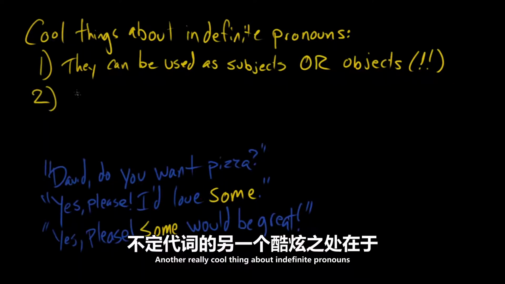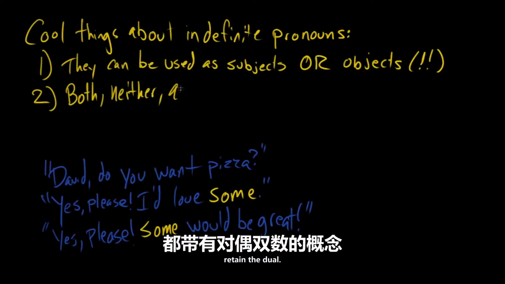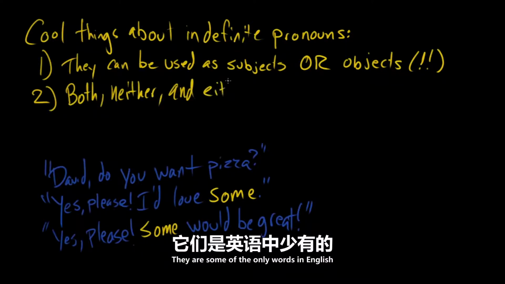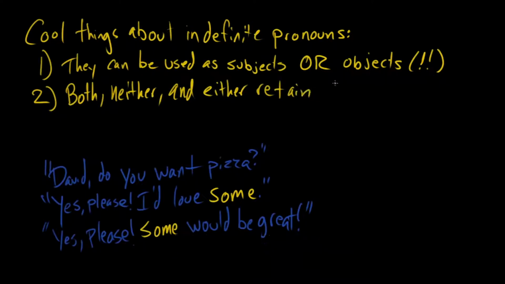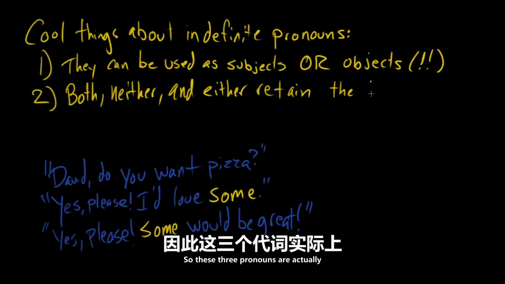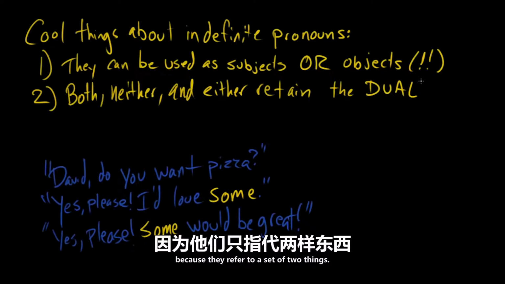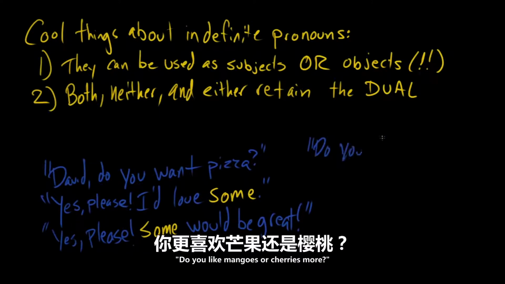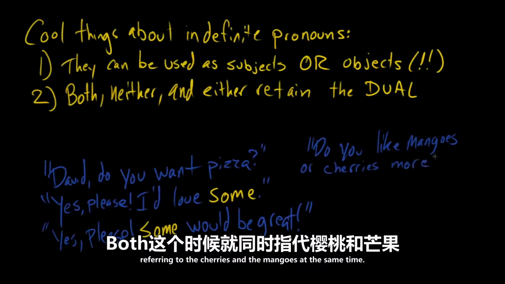Another really cool thing about indefinite pronouns is that the words both, neither, and either retain the dual. They are some of the only words in English that refer to only two things. So these three pronouns are actually a little bit less indefinite than most indefinite pronouns because they refer to a set of two things. So if someone asked me, do you like mangoes or cherries more? I could say, I like both equally, referring to the cherries and the mangoes at the same time.